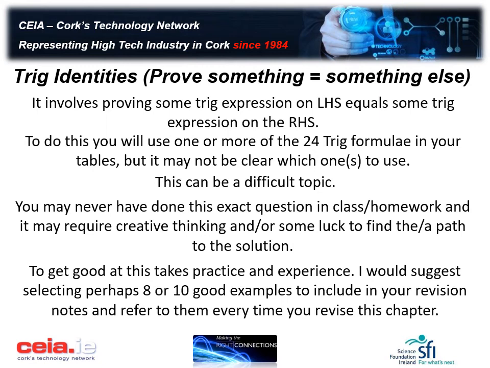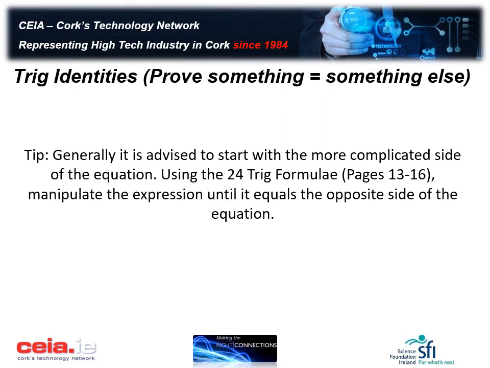And from a revision point of view, I would suggest when you're doing this chapter in class, as you go through examples of different kinds of this problem, keep 8 or 10 of them as worked out examples, and photocopy them and put them into your revision notes or folder, and then refer to these as examples each time you revise this chapter. A tip that I got from one of the revision books was that generally it's advised to start with the more complicated side of the equation and use your formulae on pages 13 to 16 to manipulate the expression until it equals the opposite side of the equation.